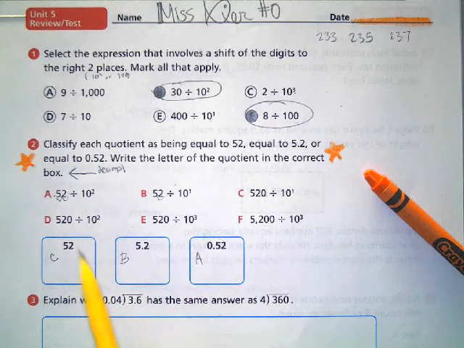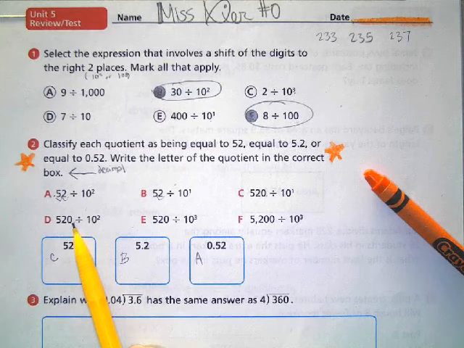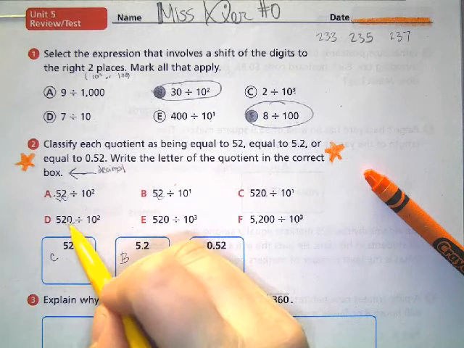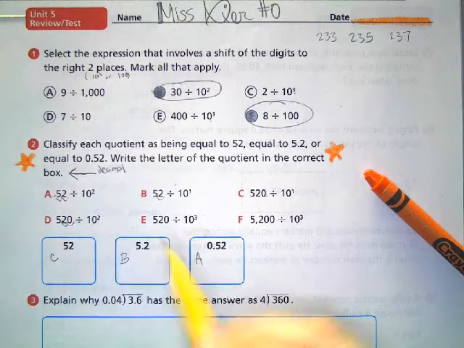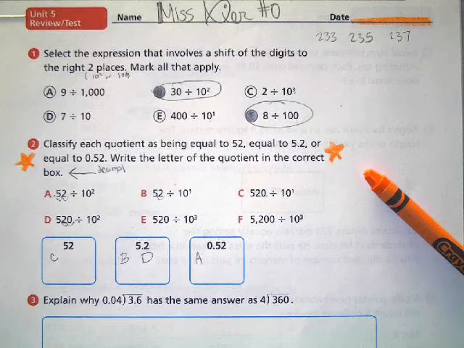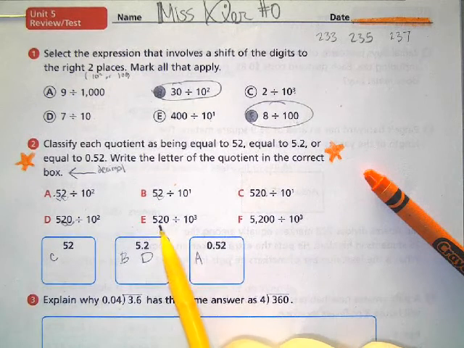Letter D. I take 520, I put the decimal at the end, and I move the decimal 2 places to the left because of that 10 to the second. So when I move it 2 places to the left, it becomes 5.20, which is the same as 5.2. So it's D here. So you can see that there's multiple letters that come in some of the boxes.